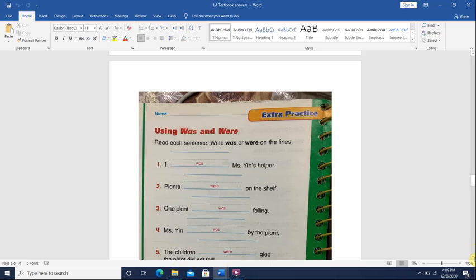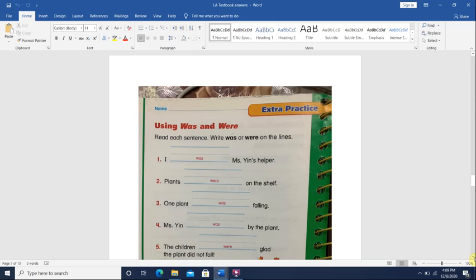The children, remember, children is the plural of child, so children is plural. Okay, there's no s, because it's an irregular plural. So the children were glad that the plant did not fall. Okay, so we use was and were in the past tense instead of is and are. We use was when the sentence is about one person, place, or thing, or if the sentence begins with I. And we use were if the sentence talks about more than one person, place, or thing.